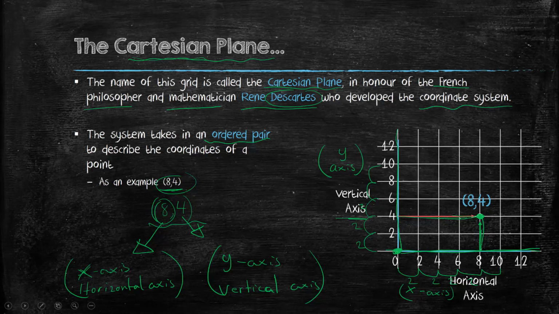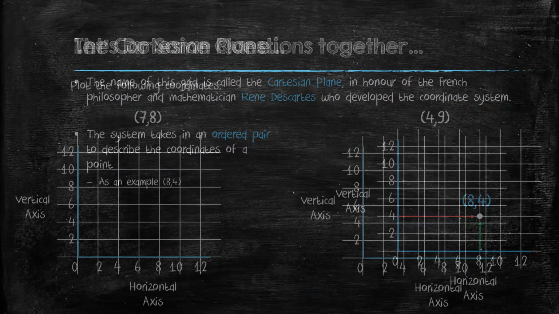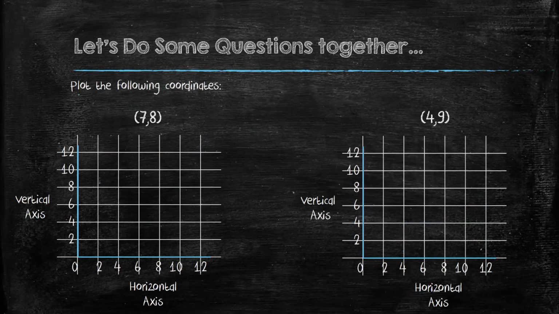Cool? Let's look at some examples and let's see if we can do it together. In this example, we have a question that says plot the following coordinates: 7, 8. Well, remember what 7 corresponds with? 7 always corresponds with the horizontal axis, and 8 always corresponds with the vertical axis. Now I want to make sure that I'm clear here. It's not the number 8 that corresponds with the vertical axis. The first number always corresponds with the horizontal, and the second number always corresponds with the vertical.